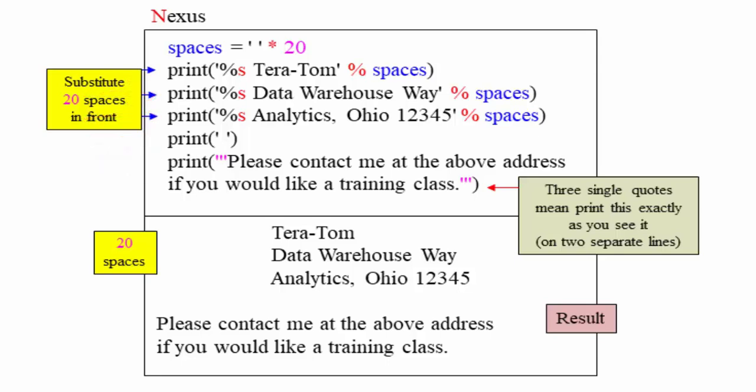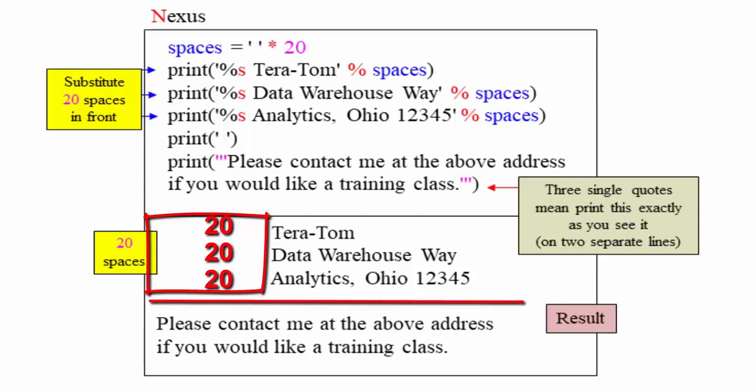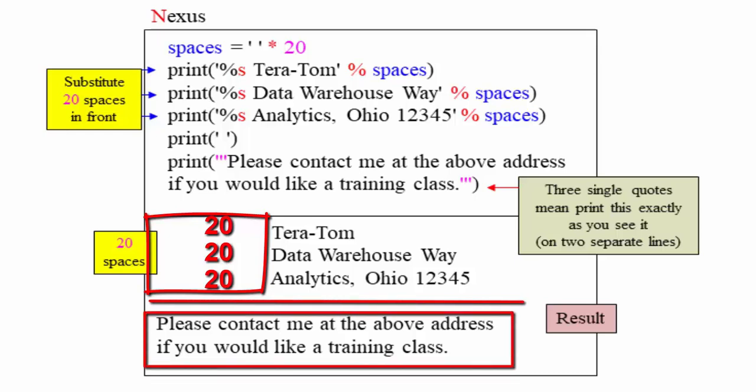And notice the indentation. Teratoms, 20 spaces. Data Warehouse Waste, 20 spaces. Analytics Ohio, 20 spaces. Then I've got a new line that's going to be empty, and then I'm going to be able to have no spaces and say, please contact me at the above address if you would like a training class. This is how you use indentation through a variable and string substitution. What a nice technique this is.